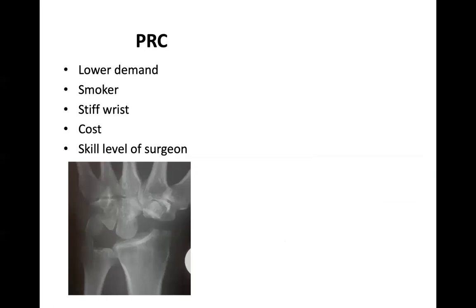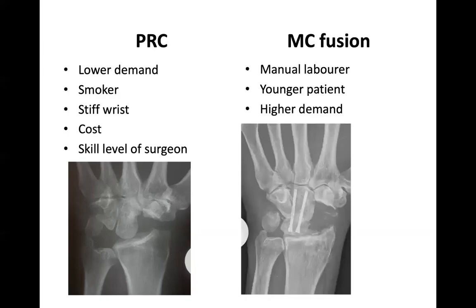So as a general algorithm, what we do is PRC we do for lower demand patients. If a patient's a smoker, definitely go PRC. If the wrist is already very stiff and you do a midcarpal fusion, they may be even stiffer. So then you lose the whole benefits of doing this motion preserving procedure. So then you may opt for the PRC. It's obviously cheaper because there's no hardware. And it's slightly easier to do because you just take out the bones. It's quite difficult to do that midcarpal fusion at times.